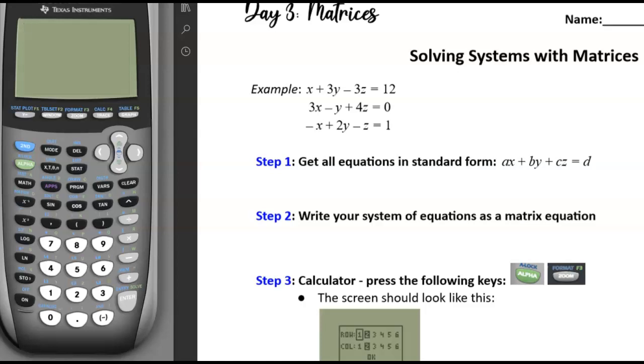Now, a matrix is something that we can create that in the end we can put in the calculator and it will solve these systems for us. So that's why I was saying you're going to love matrices, because the calculator does most of the work. All you have to do is create the matrix. And then, yes, you'll have to type in numbers to the calculator.